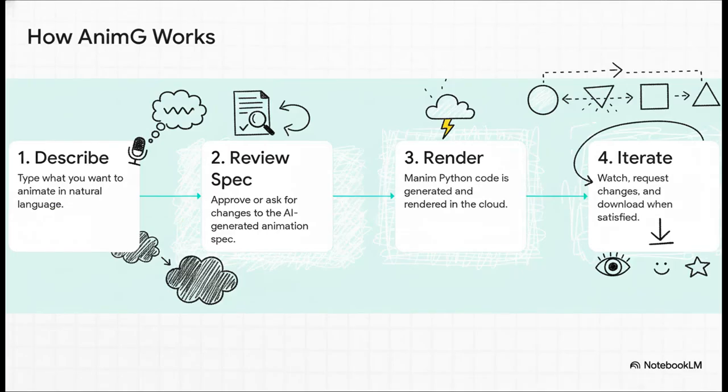So first up, you just describe what you want. Something simple like show a circle turning into a square. Then the AI creates a detailed plan. They call it a spec for you to look over. Once you say, yep, looks good, it generates the code and renders the video up in the cloud. And finally, you watch it. If it's not quite right, you can ask for changes and just keep iterating until it's perfect.